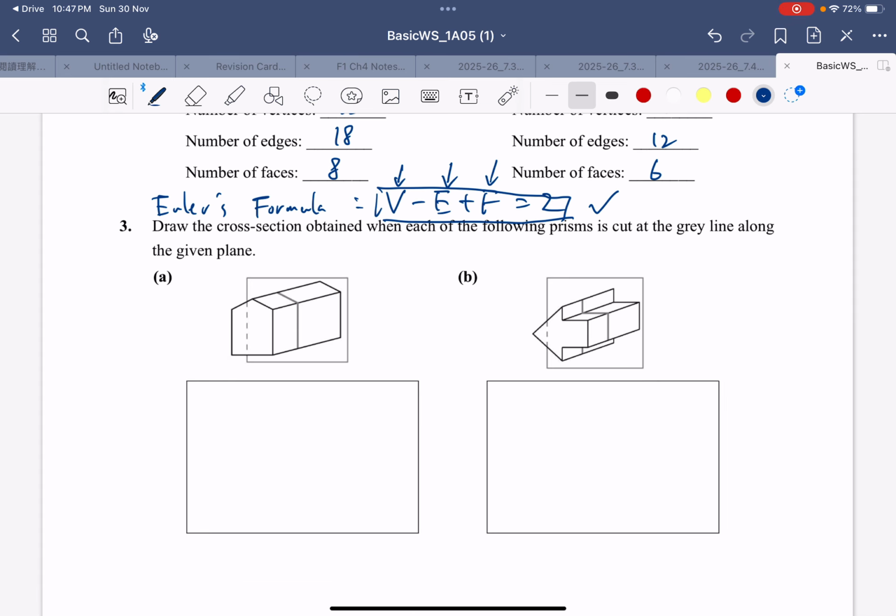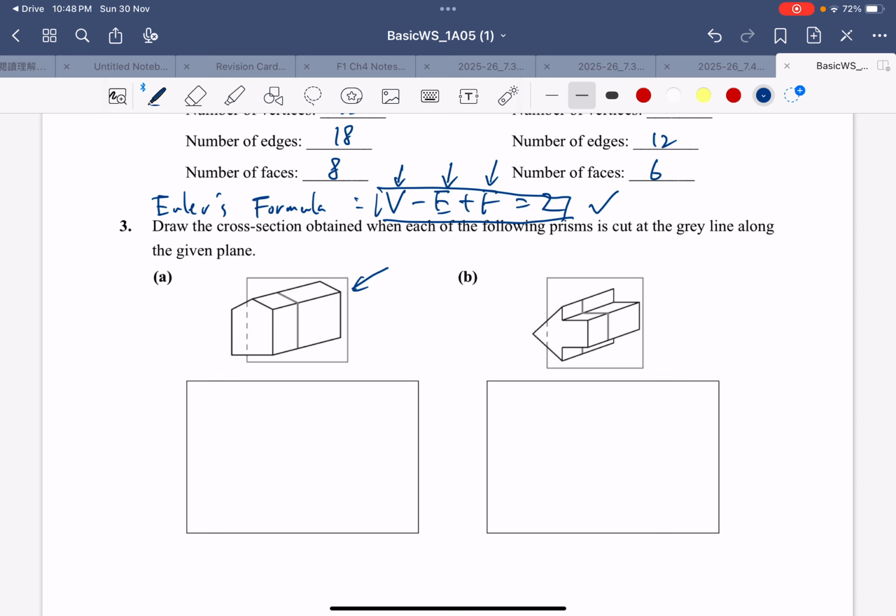So next, we need to draw the cross section obtained when each of the following prisms is cut at the gray line according to the given plane. These are gray lines, okay? Like a knife cutting a birthday cake. You cut it, and then the cross section, just draw it out. Okay, so it is very simple. If you have a ruler, you can draw it quite nicely.